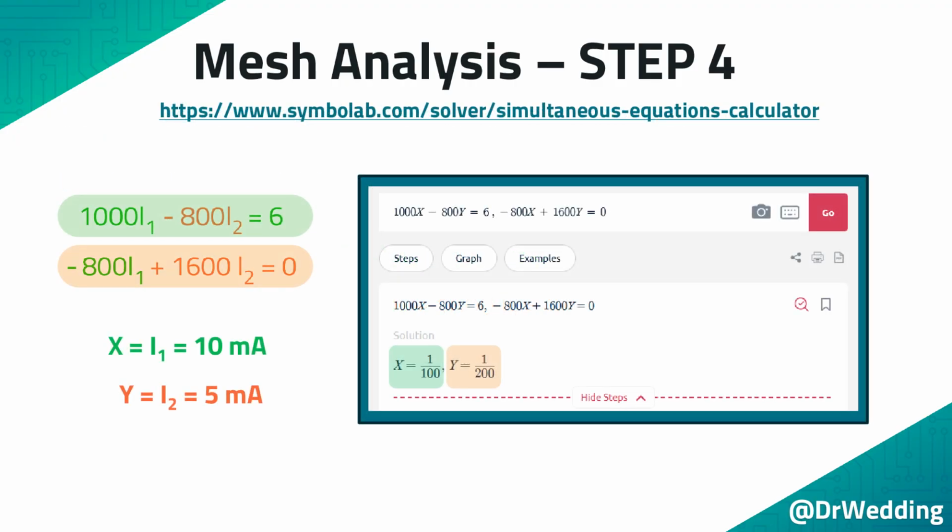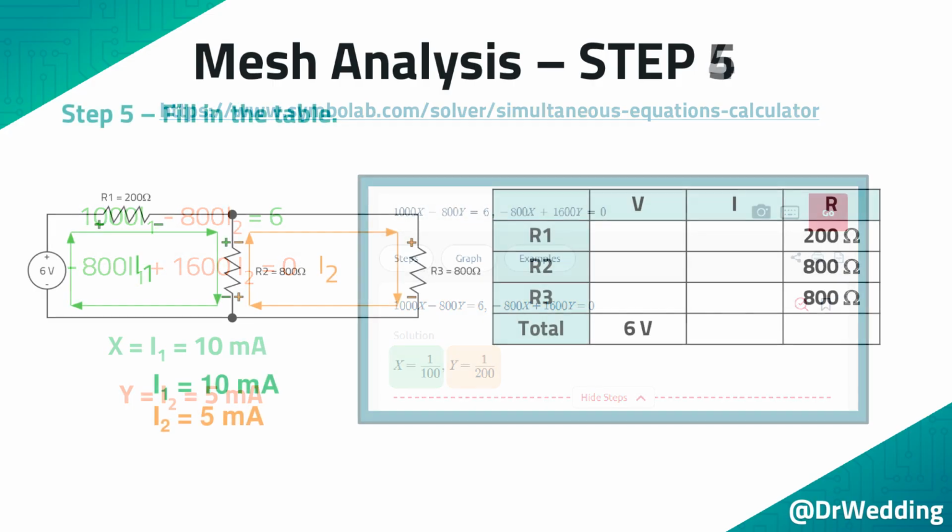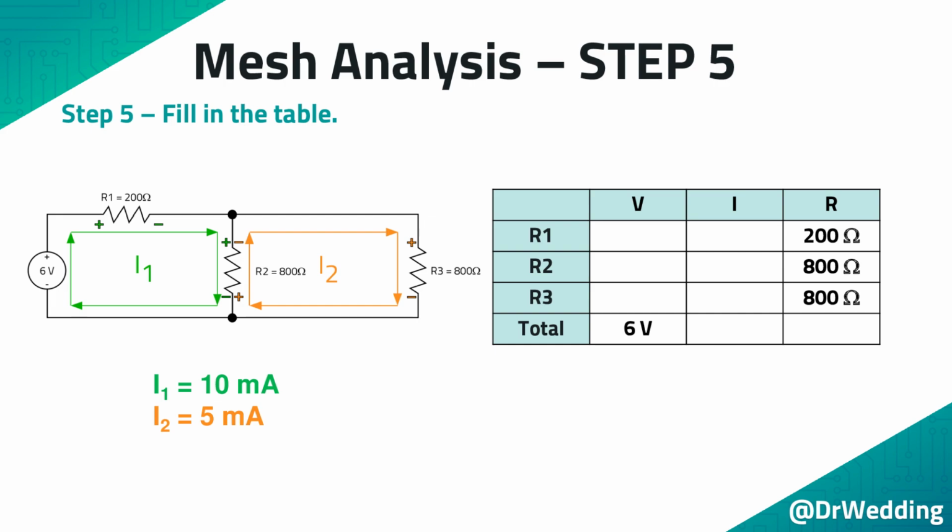The online calculator uses single letters as variables, so I will use X for I1 and Y for I2. The two equations are typed in and separated by a comma. When the Go button is pressed, the solution for I1 and I2 are given. Step 5. Fill in the table.